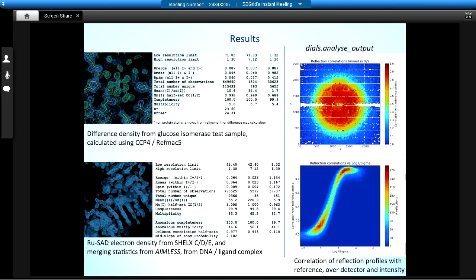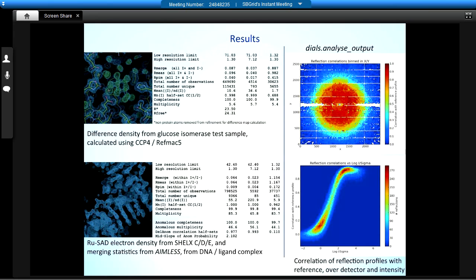And I think what we're seeing here is, these two panels of results pertain to the DNA ligand complex, and this is output from dials.analyze. So this plot is just the same type of plot that I showed before. It's the reflection correlation, the correlations between the profile and the actual data, showing that the strong reflections in the middle are highly correlated.